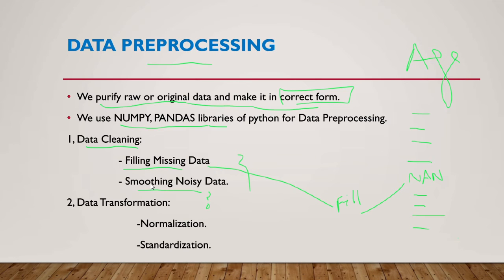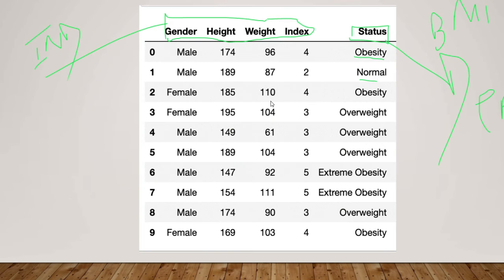So what is an example of smoothing noisy data? Suppose, guys, I have to calculate the BMI. What features do I require to calculate it? The first feature is gender, then height, then weight, and then index. These four features are sufficient for me to calculate the status of BMI.